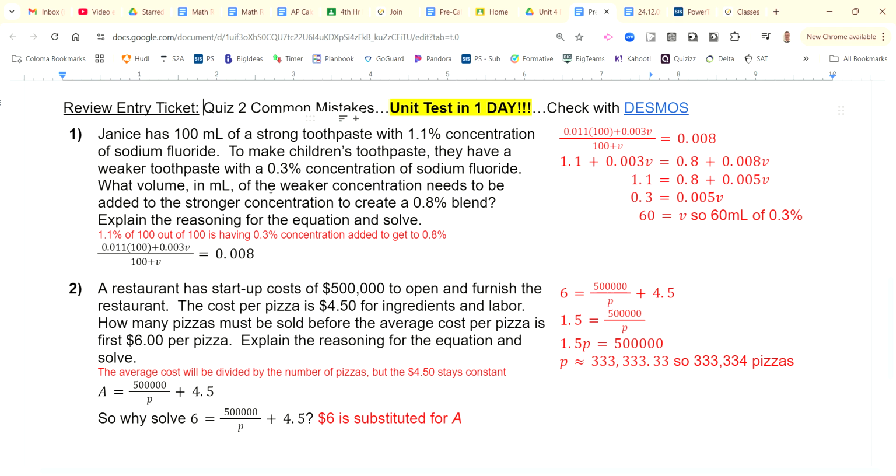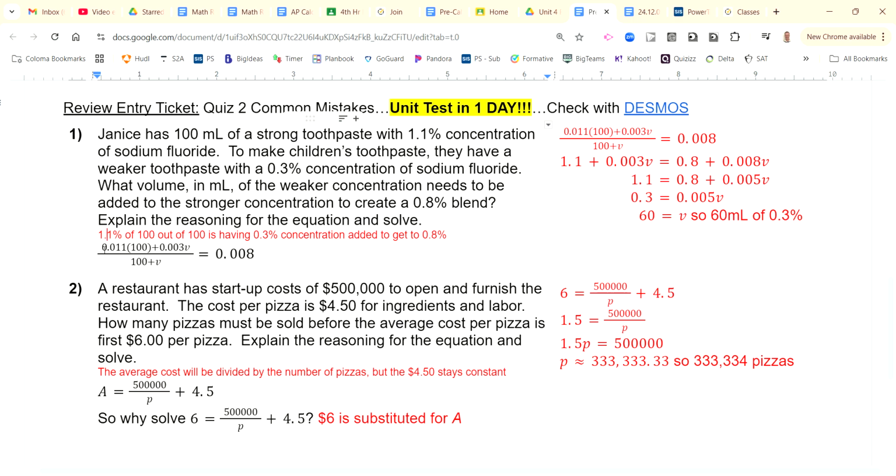What volume in ml of that weaker concentration needs to be added to the stronger creation to create a 0.8% blend? Explain the reasoning for the equation and solve. So the reasoning here, 1.1%. If we move the decimal 2 times to the left, we would get 0.11. And ultimately 1.1 divided by 100, because 100% means per 100, ends up converting a percentage to a decimal.